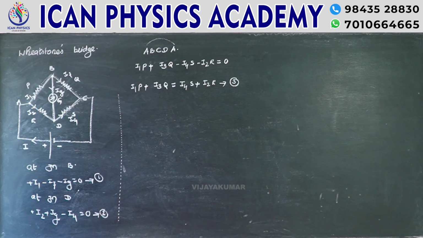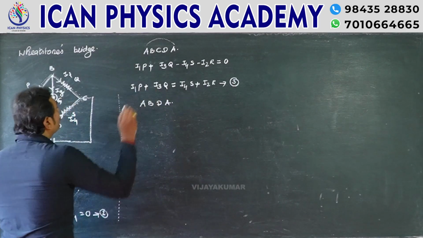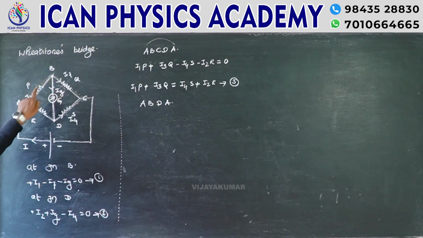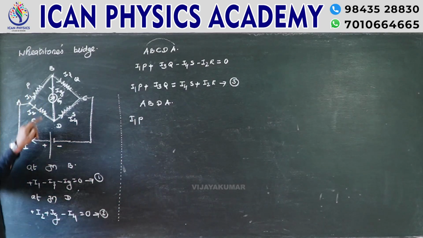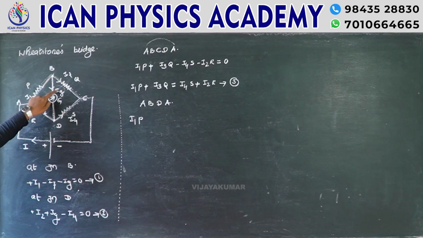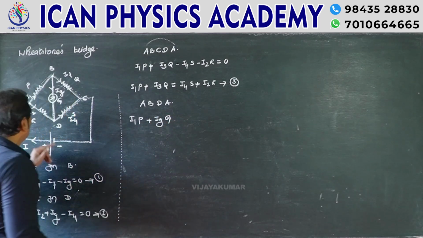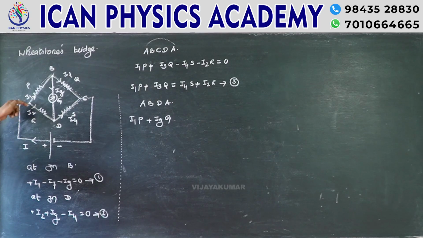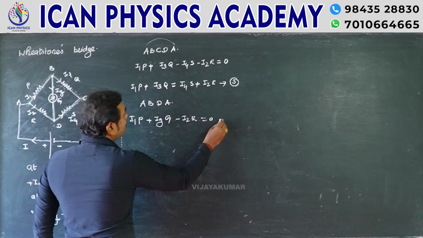Now I want to go for the next closed circuit: A, B, D, A. So A to B, I1P. B to D, IgG. D to A, but the current is flowing in the opposite direction, so minus I2R, that is equal to 0.